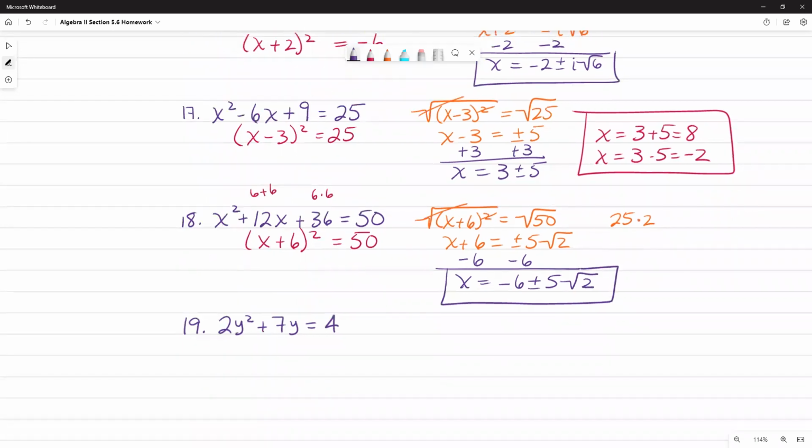Okay. Let's see here. So for 19, we have a coefficient for our squared term, the y squared. So we have a different first step. We have to make sure that we isolate the y squared. So for step 1, we have 2y squared plus 7y equals 4. We have to divide all the terms by 2. And this becomes y squared plus 7 halves y equals 2.